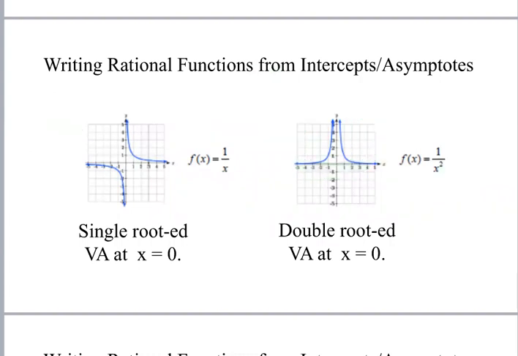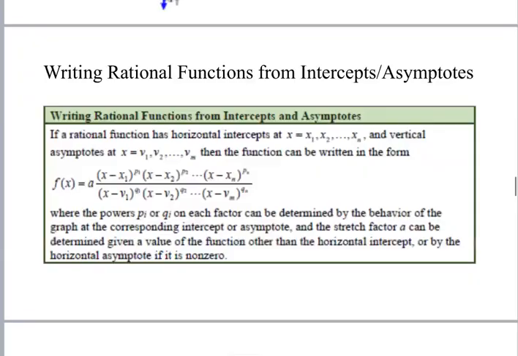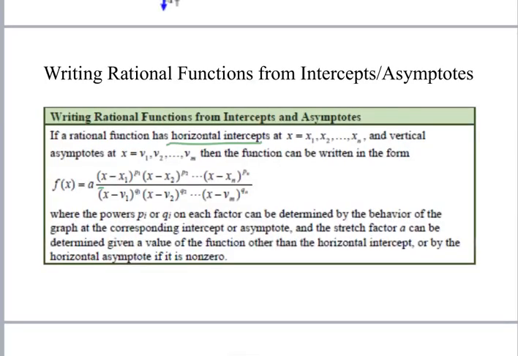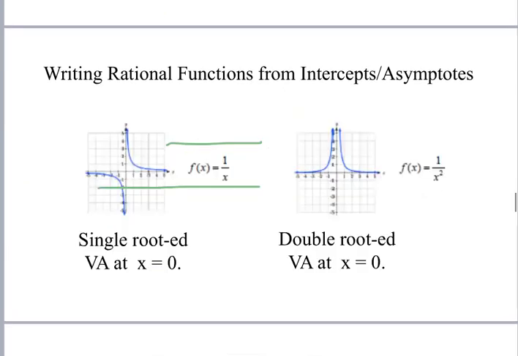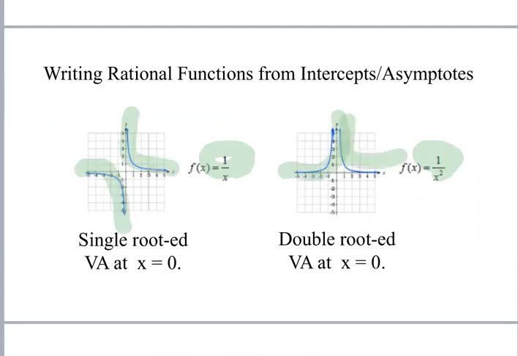Now, if I go back up here, any of those horizontal intercepts are going to be that top portion, but these don't have any of those, so that's why the number on top is just a 1. And then we're looking at what type of behavior is happening at those vertical asymptotes, which are at x equals 0.